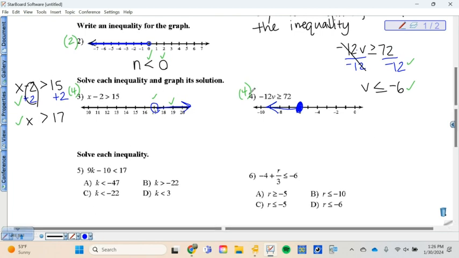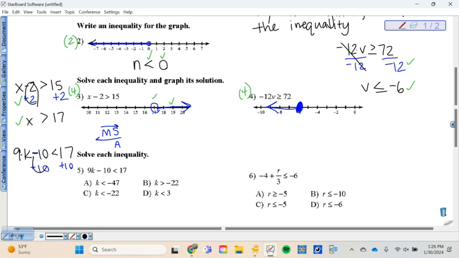So these ones, 3 and 4, were just one step. There was just one thing you had to do. But in 5 and 6, it's 2-step inequalities. There's 2 steps. So I have 9k minus 10 is less than 17. What am I going to do to get the k by itself? Think about what are the 2 operations that I have over here with the k? Good, there's multiplication and there's subtraction. Yeah, so our first step needs to be adding 10 to both sides.